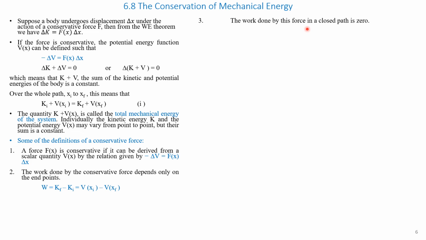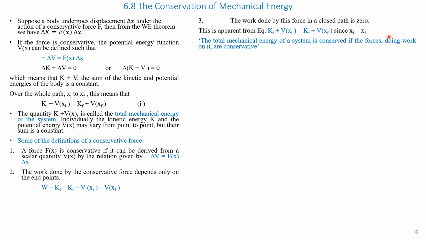The work done by this force in a closed path is 0. That is point number 3. This is apparent from the equation Ki plus V(xi) equals Kf plus V(xf), since xi equals xf in a closed path. Therefore, we can summarize the statement as: the total mechanical energy of a system is conserved if the forces doing the work on it are conservative.